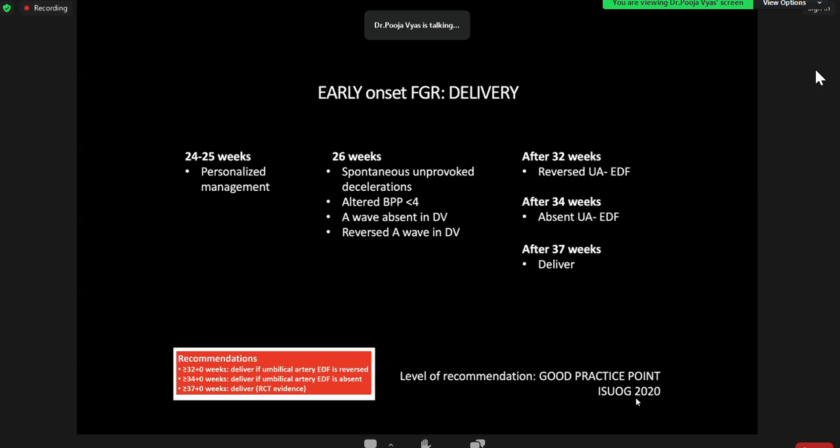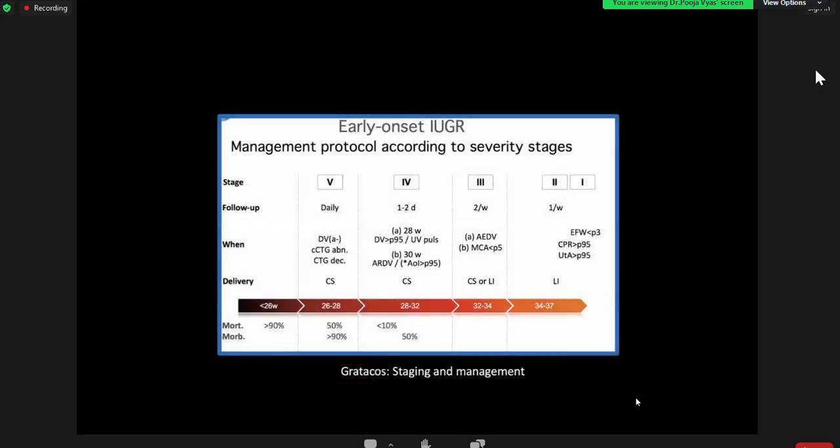After 32 weeks, we can deliver a baby of early onset FGR whenever there is reversed end diastolic flow. After 34 weeks, if it is showing absent end diastolic flow, and after 37 weeks, if there are no Doppler changes. So now this is the Gratacos classification. This is what we have been following.